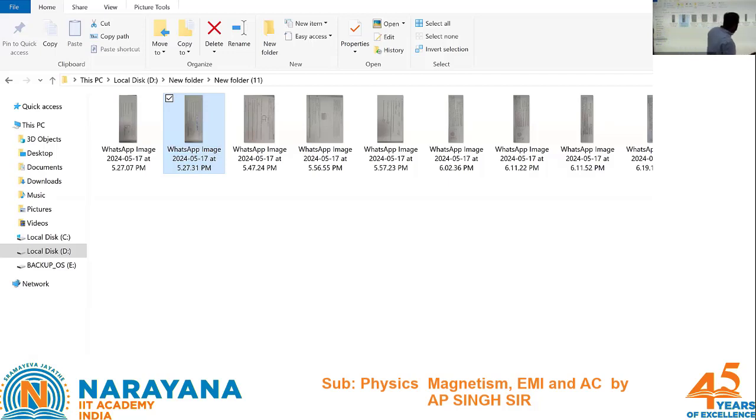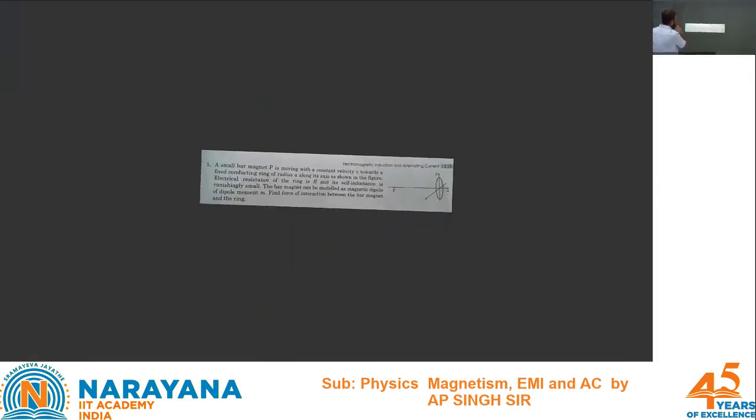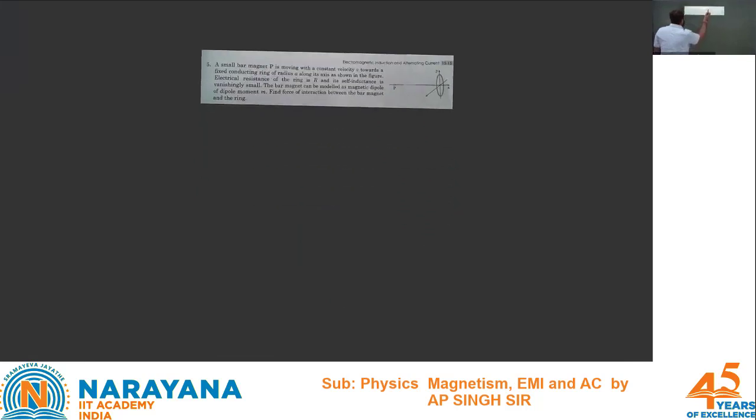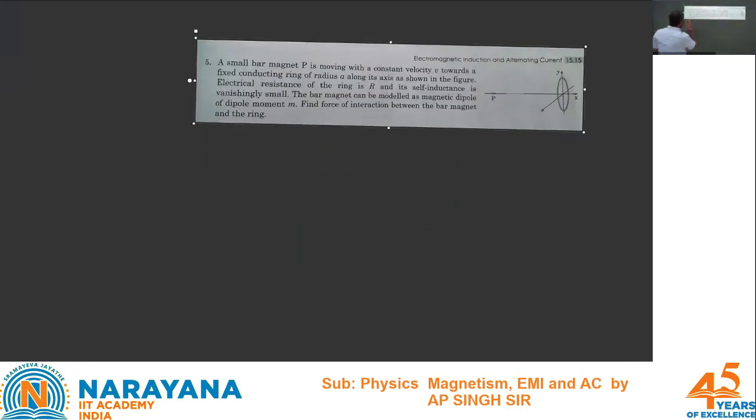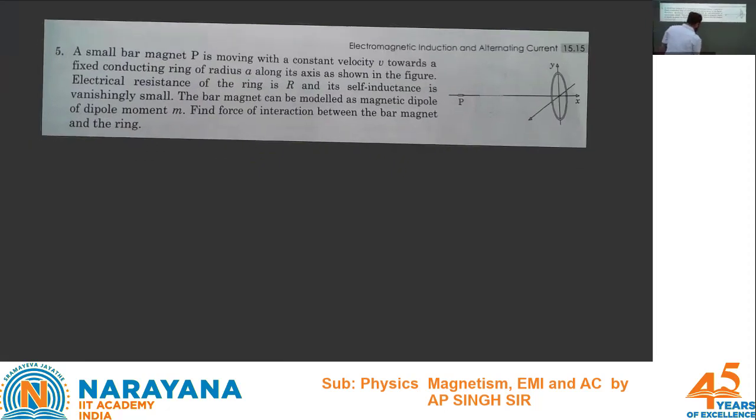Now, just an extension to that problem. Let me take a small problem again, which is based on interaction between magnetic dipoles, along with electromagnetic induction. Just read this. A lot of theoretical concepts are there in this problem.